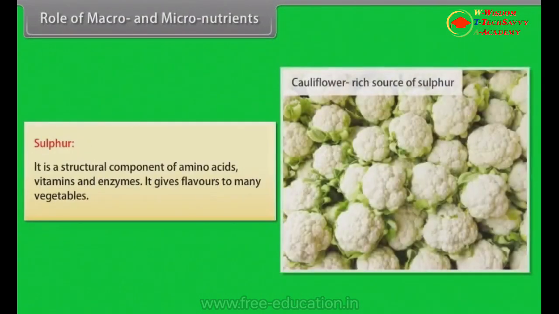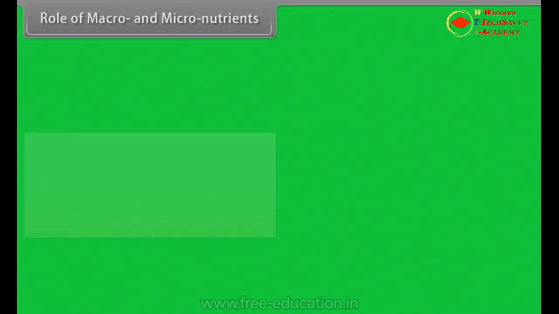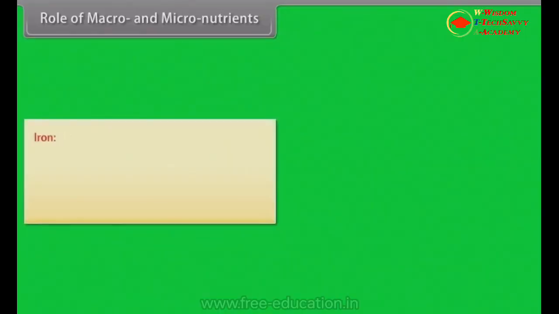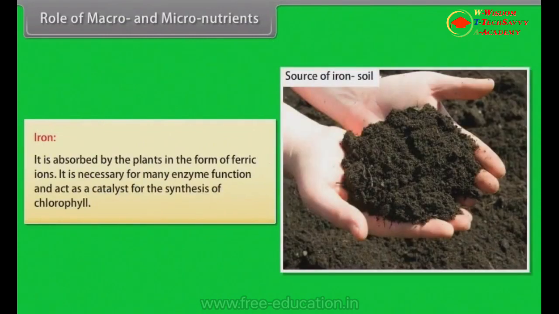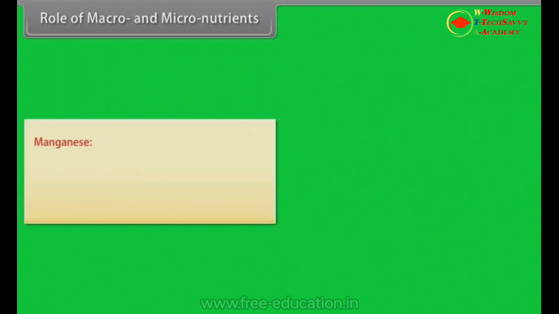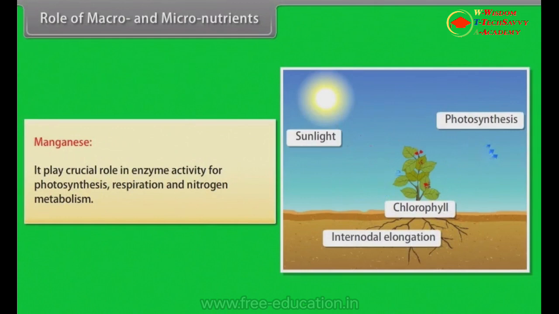Sulfur. It is a structural component of amino acids, vitamins and enzymes. It gives flavors to many vegetables. Iron. It is absorbed by the plants in the form of ferric ions. It is necessary for many enzyme functions and acts as a catalyst for the synthesis of chlorophyll. Manganese. It plays a crucial role in enzyme activity for photosynthesis, respiration and nitrogen metabolism.